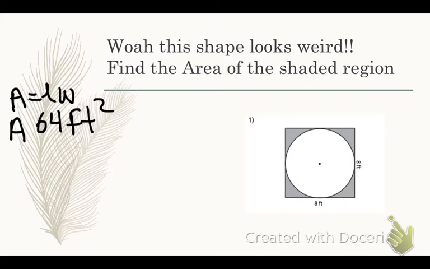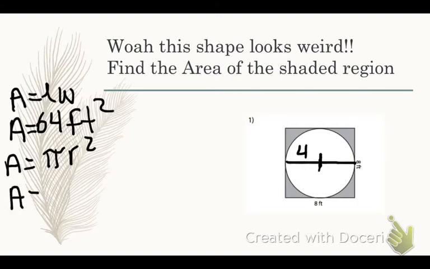Now we need to find the area of a circle. We have a whole circle, and we know that the entire length is 8 feet. So we need to find the radius. If 8 feet is the diameter, then the radius is 4. So area of the circle is A equals pi r squared, and then we rewrite it as A equals pi 4 squared.